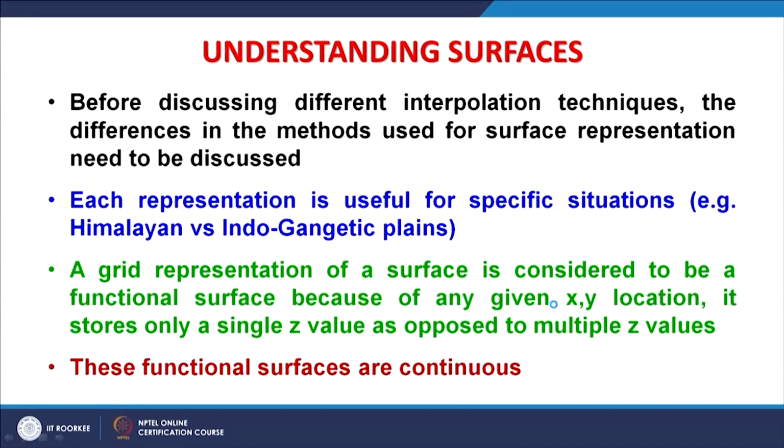Now, basically what is a surface? Before we go further into detailing the different interpolation techniques, there are differences in the methods used for surface representation, which we would like to discuss first. Each surface representation is useful for a particular spatial situation. For example, if I am working in Himalayan conditions, then the terrain condition is completely different, and therefore my spatial interpolation techniques should also be different compared to somebody working in the Indo-Gangetic plain, which is a flat area.